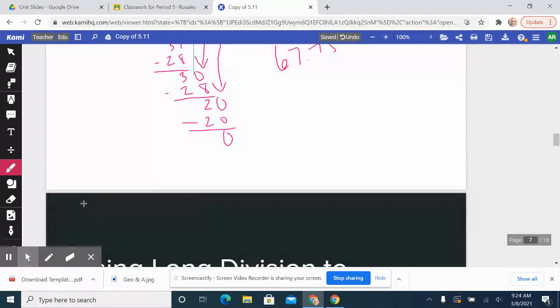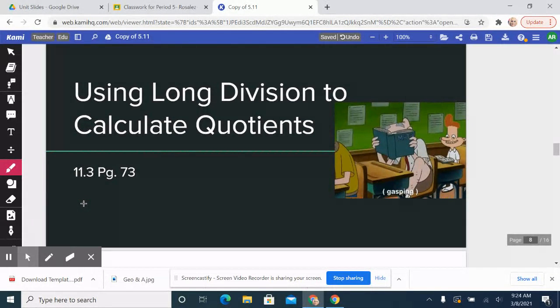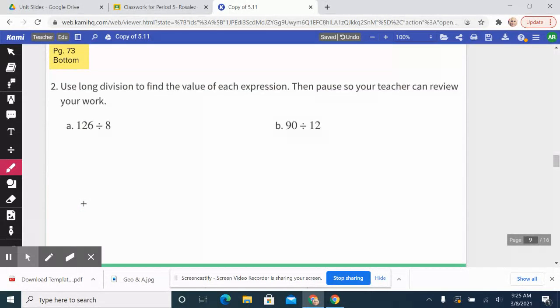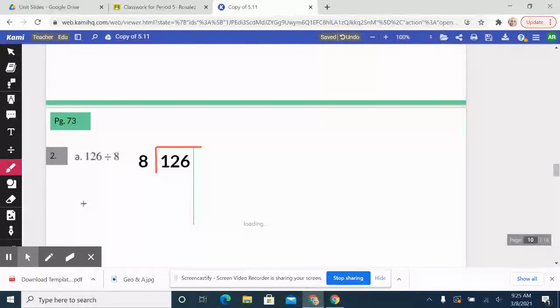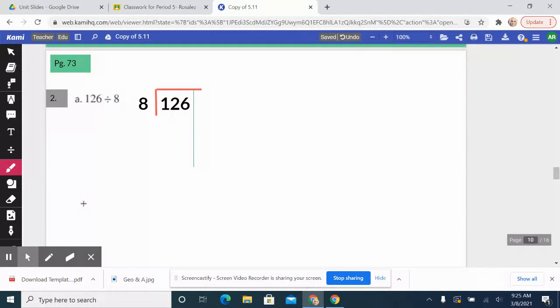So now you're going to move on, and we're going to be calculating more of these. So page 73 at the bottom, we will use long division to find each of these. I set it up on a new page, but you're still on page 73, and we are doing 2A. So we'll start. 8 does not go into 1, but it goes into 12 one time. 1 times 8 is 8. Notice how it's above the 2. It's not above the 1 because I did 8 into 12, not 8 into 1. Okay, and then when I subtract, I get a 4.